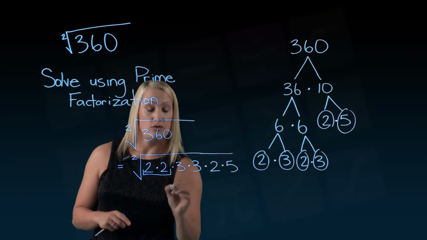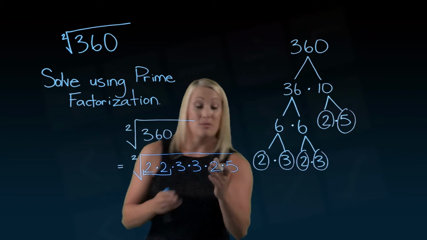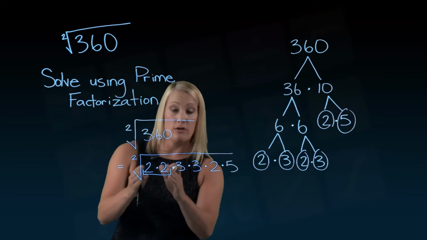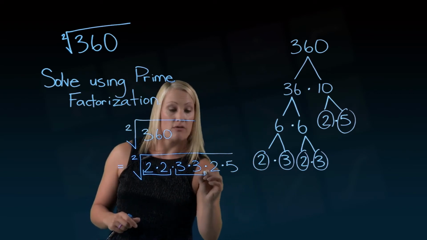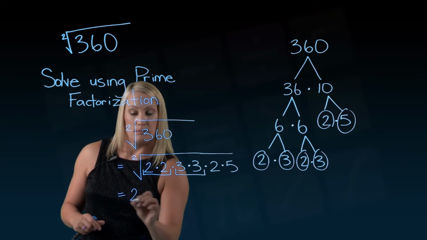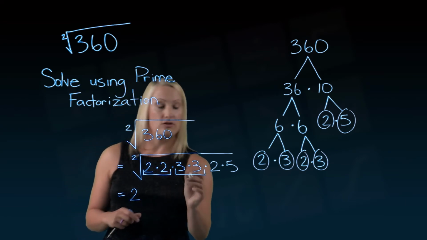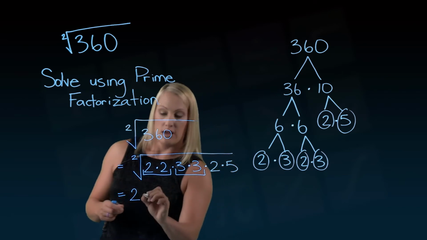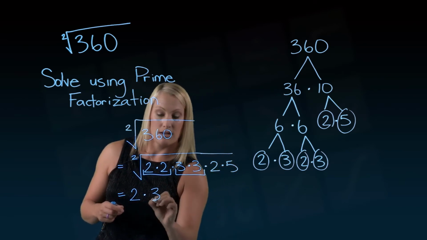I see a pair of 2s there. There is another 2, but he doesn't have a pair. I see a pair of 2s there, and I see a pair of 3s there. So I am going to write one 2 outside of the radical sign, outside of the square root sign. And I'm going to write one 3 outside.